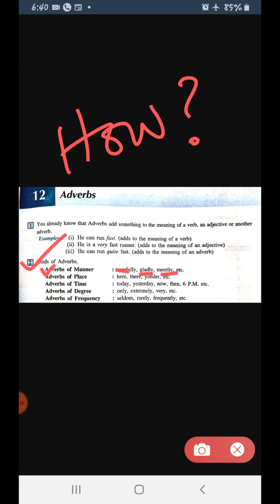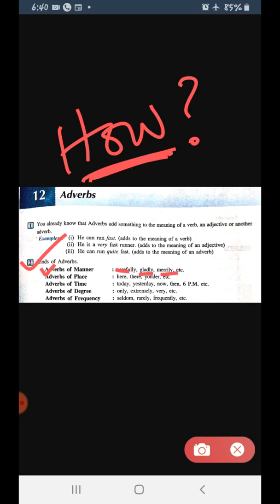Suppose I say, he drove the car carefully. So how did he drive the car? He drove the car carefully. Gladly. The children gladly accepted their gifts. How did the children accept their gifts? Gladly. Merrily. The children are playing merrily. How are the children playing? The answer is merrily. So, adverb of manner answers the question how.